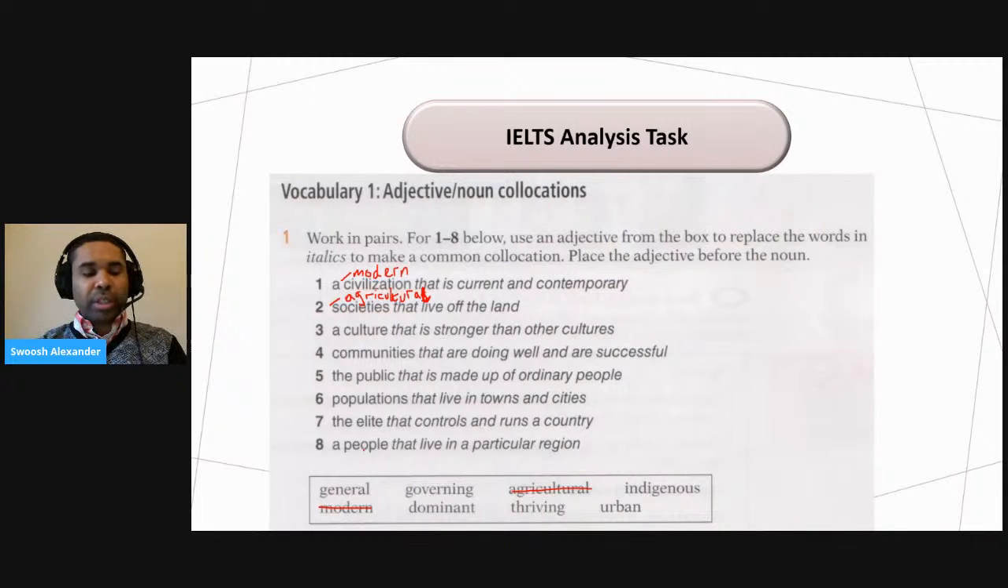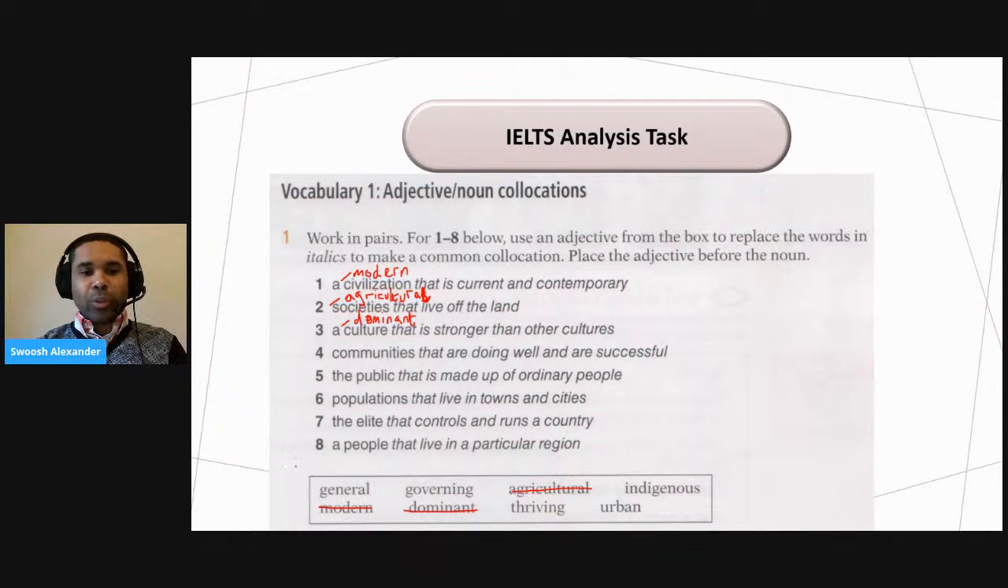Number three, a culture that is stronger than other cultures. What would be the adjective for this phrase? Let me know your suggestions. Okay, so I think the best option here is dominant. A dominant culture is a culture that is stronger than others. So there you go. That's what we should have here. Yeah, dominant culture.